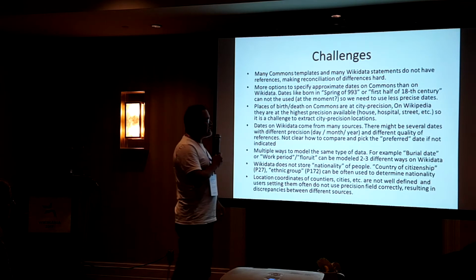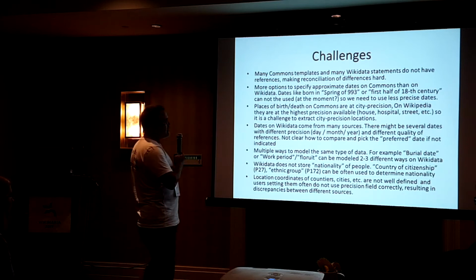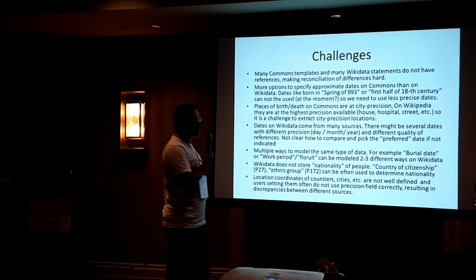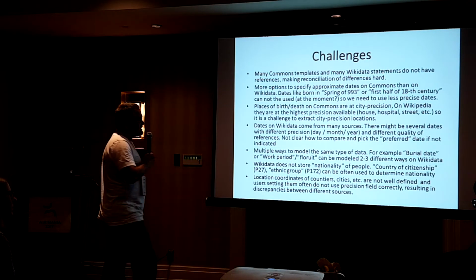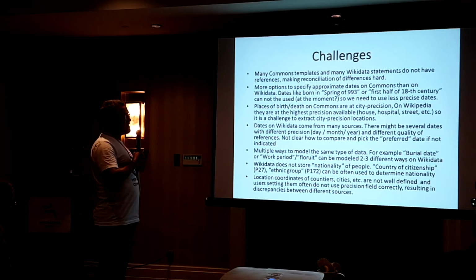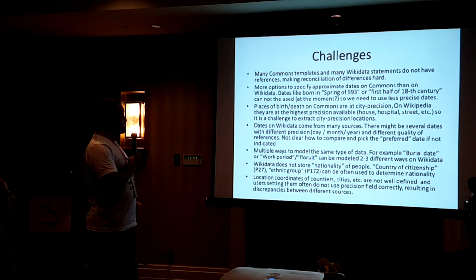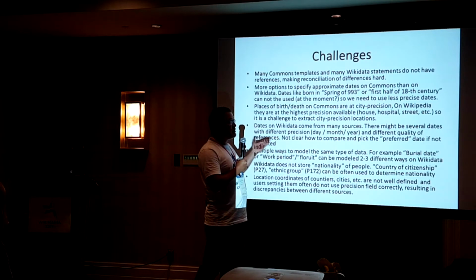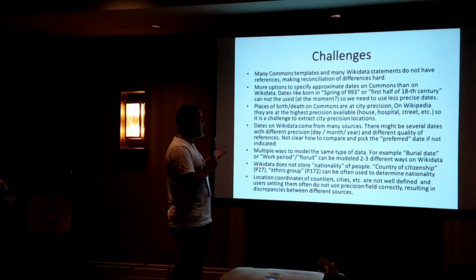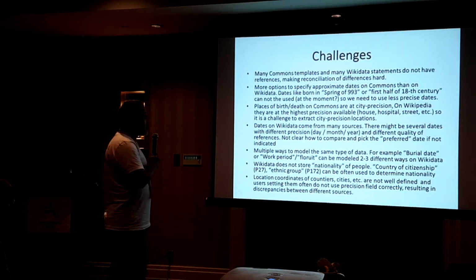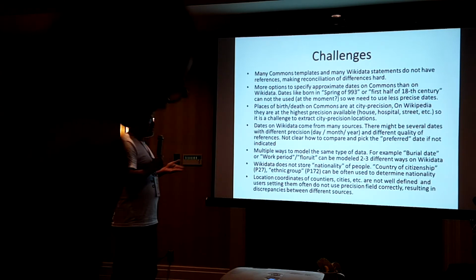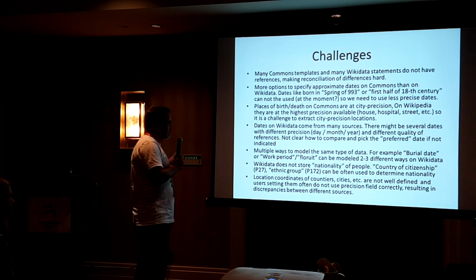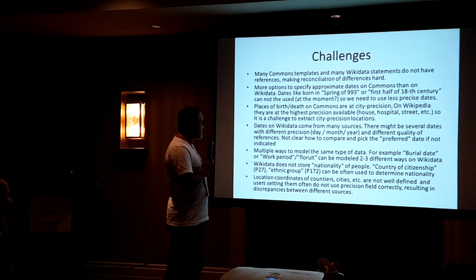Dates on Wikidata come from many sources, and especially in very early uploads, I don't think they were able to do date precision, so they were doing year precision uploads. And now on Commons, we have day precision. So it's unclear how to compare and pick which one would be better if there is no indicator of preference, and how to compare the quality of references. Maybe one reference is uploaded from English Wikipedia, and that's the best we have. I don't know. It's unclear how to do that.